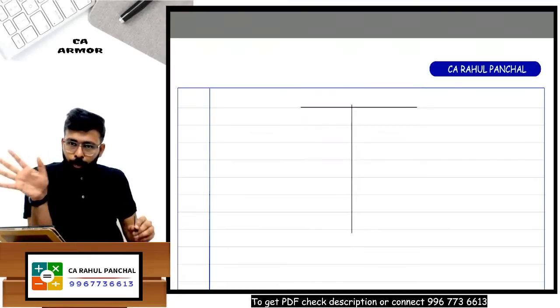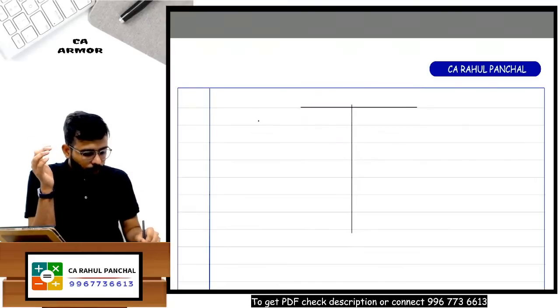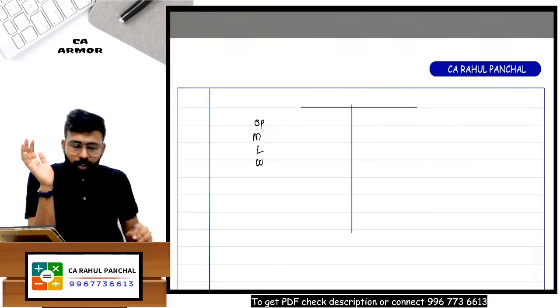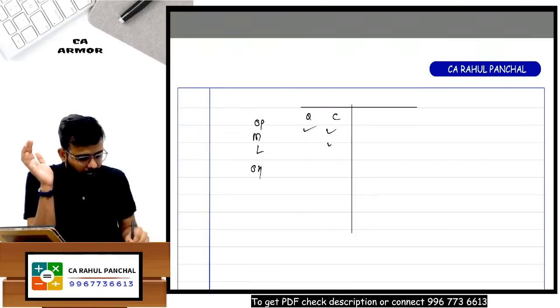Step number 1, make the process account and transfer all the things. Opening WIP on the debit side, input material on the debit side, labor on the debit side, then wages and overheads on the debit side. Quantity and the cost you are going to write down. Then on the credit side comes normal loss, output transferred to the next process, and closing WIP.